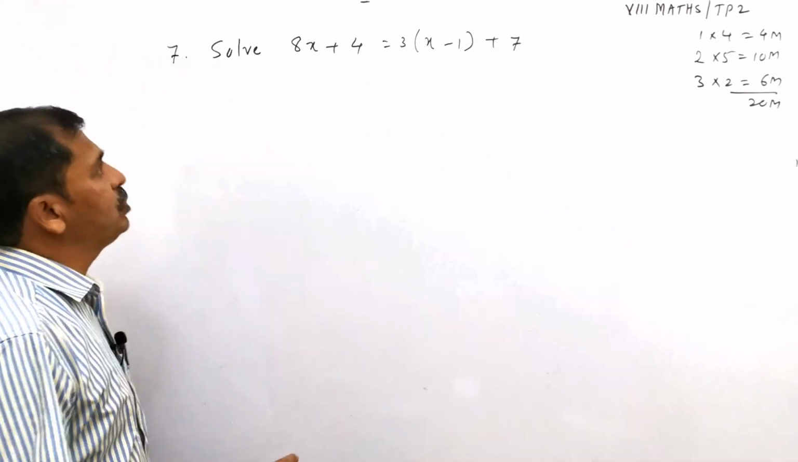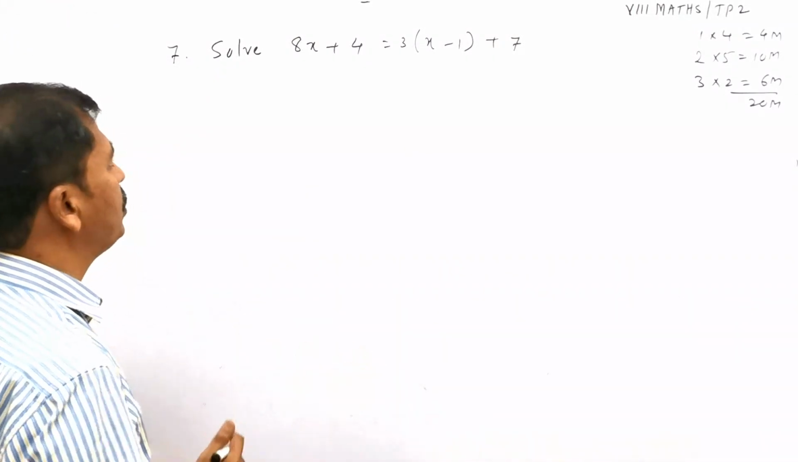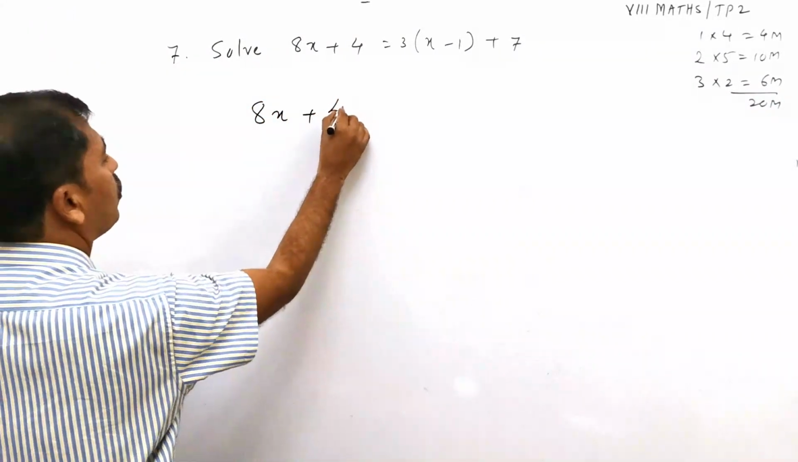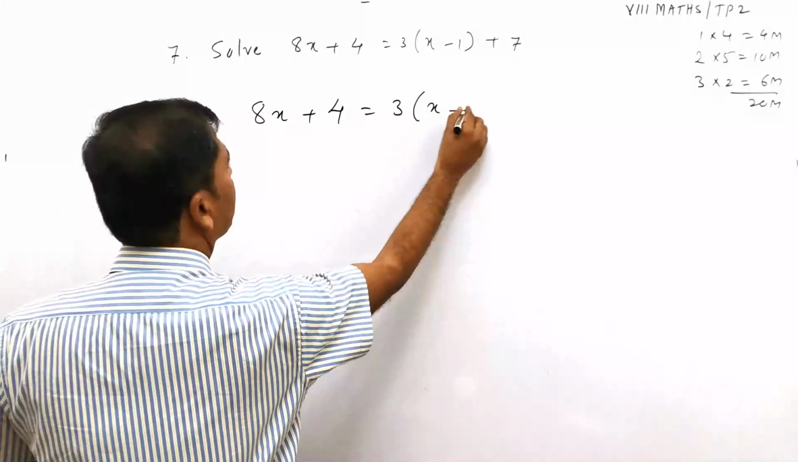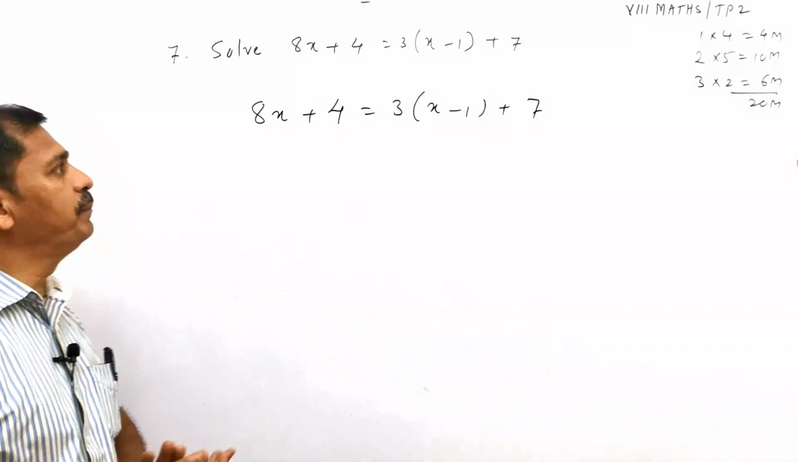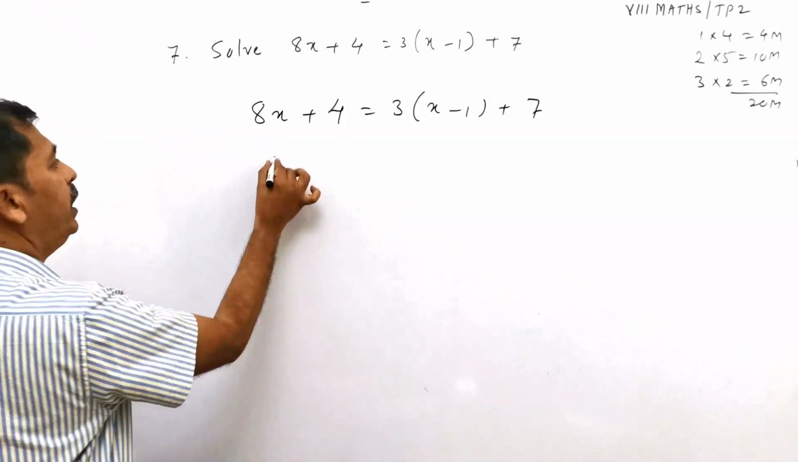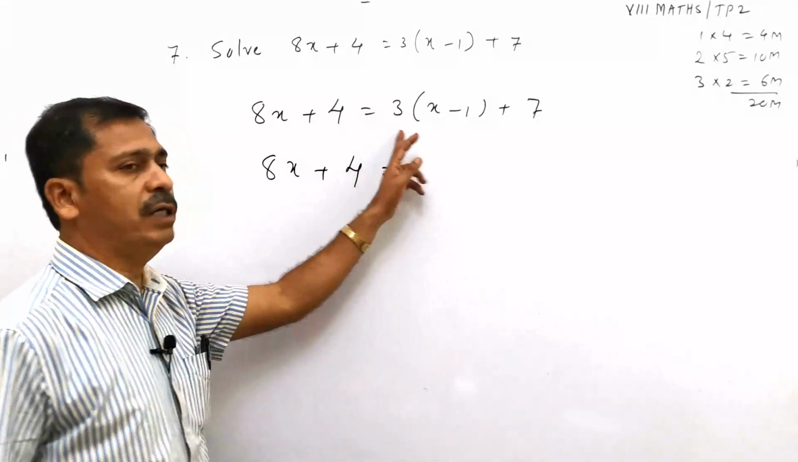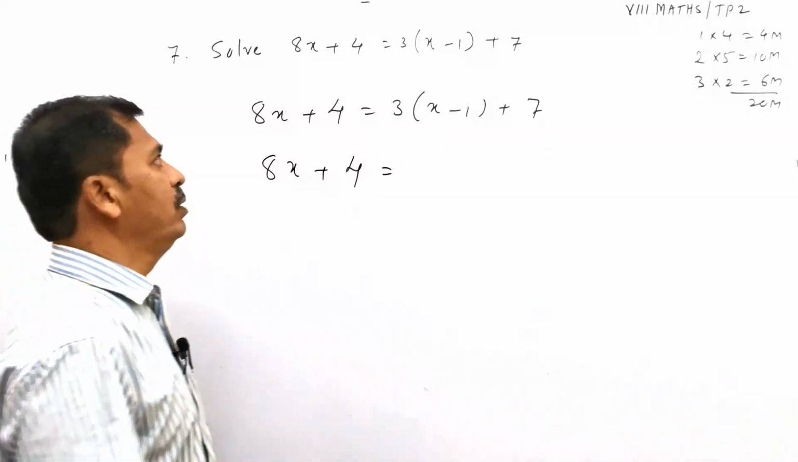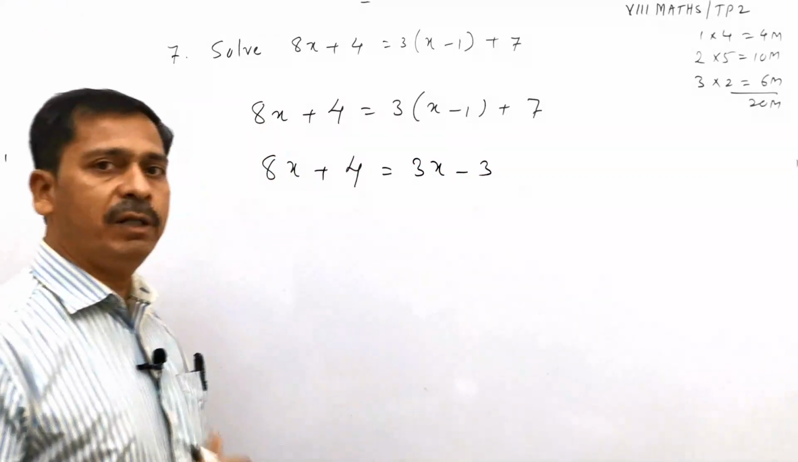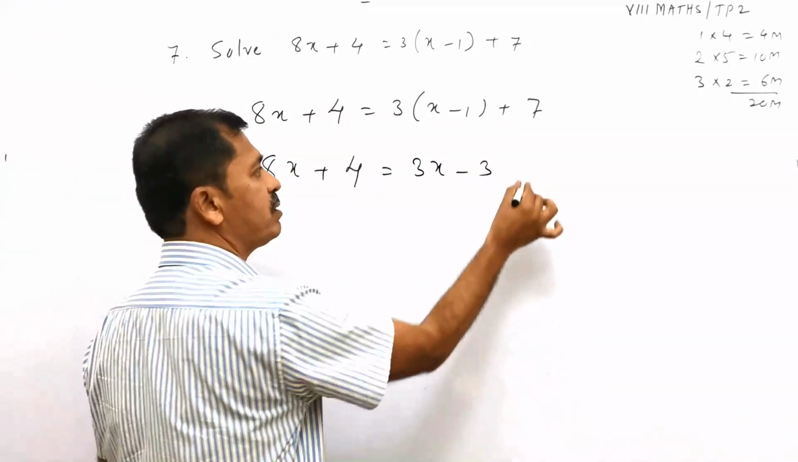Here is another simple question based on a linear equation. The question is to solve this: 8x plus 4 is equal to 3 into bracket x minus 1, plus 7. Very simple work here. See what we have to do. 8x plus 4 you write as it is. Just multiply 3 inside the bracket. So it becomes 3 into x, 3x, minus 1 into 3 is 3 itself, and then plus 7, you write as it is.